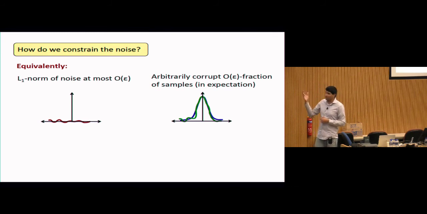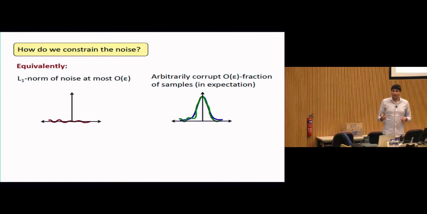So you can also think about it in this other way, which is that what the adversary is really allowed to do is corrupt arbitrarily about an epsilon fraction of the samples. And those are the samples that land in between the green and the blue curves.